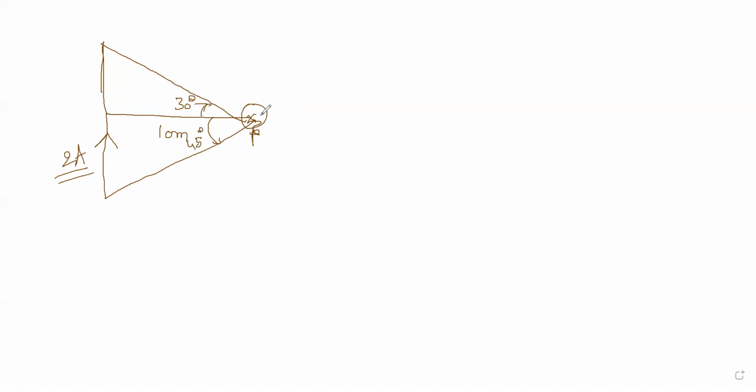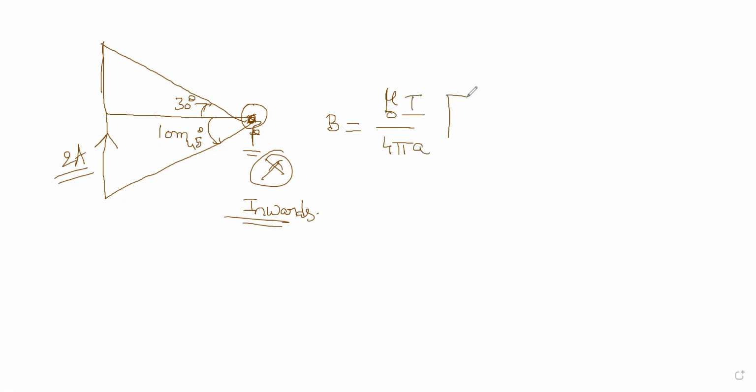Now you have to find the direction of the magnetic field at the point P, and also the amount of the magnetic field. How to find the direction? It's very simple. Hold the conductor with your right hand, and you will get the direction inwards. That part is over. Now how to find the magnetic field? Just use the formula. B is equal to mu naught I by 4 pi A into sine alpha plus sine beta, where A is 10 meters.